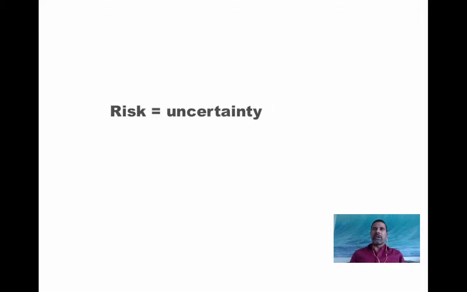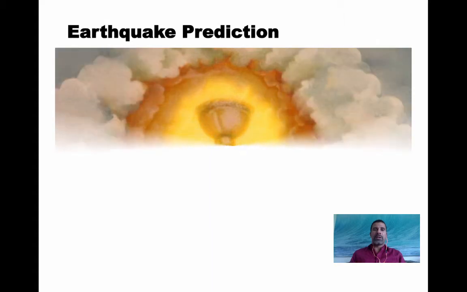We could also define risk as uncertainty. You can imagine if you knew exactly when an event was going to occur, then you could reduce the risk to the point of it being zero. And what we're talking about doing now is using paleoseismology to do as best we can at reducing the uncertainty of when that earthquake can occur and how big it'll be when it happens.